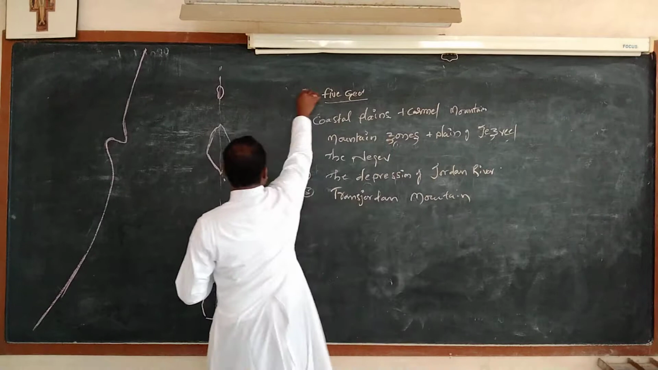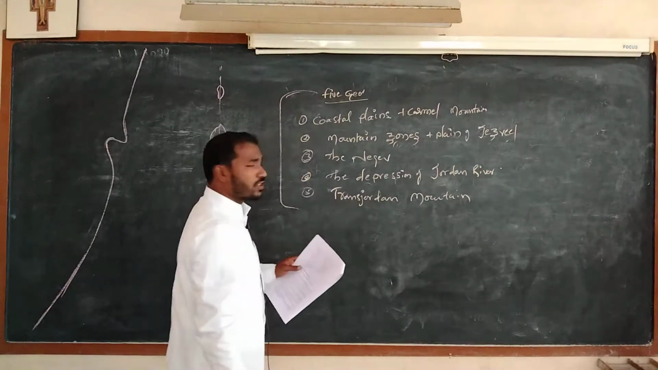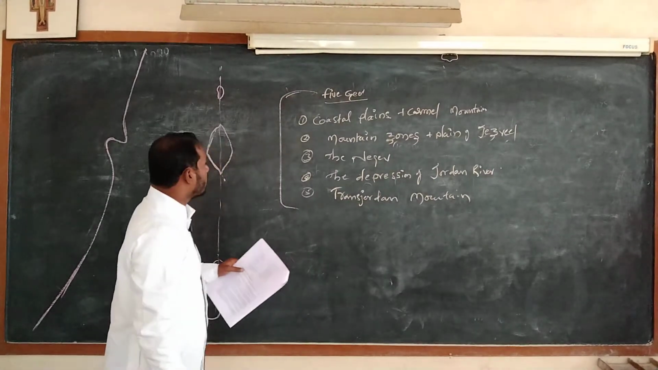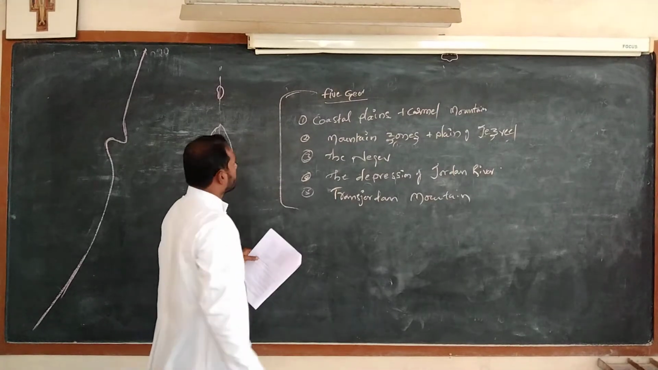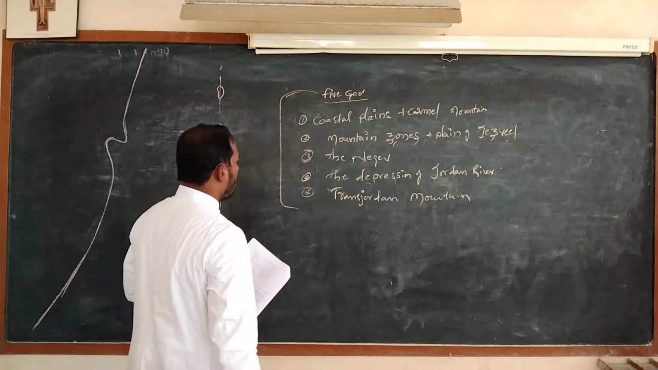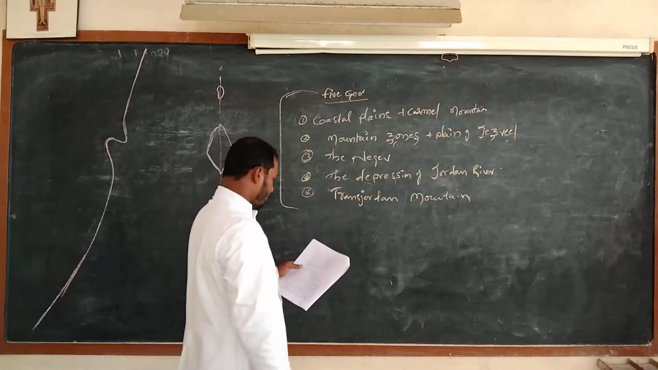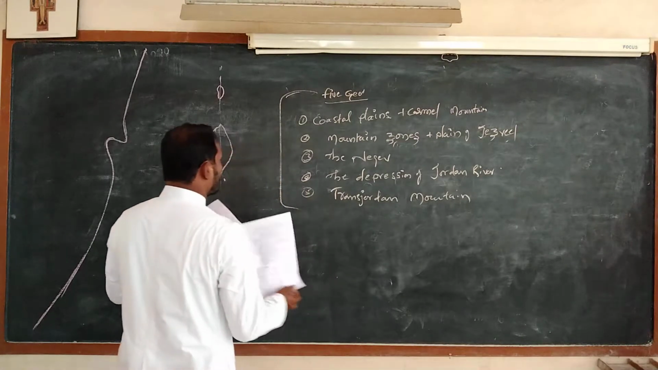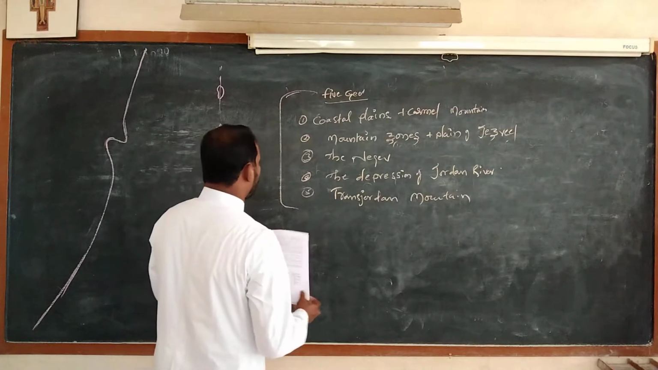This is one of the divisions basing on the geography of Palestine: coastal plains, mountain zones, Negev, depression of Jordan River, and Transjordan. This is one of the divisions of the land of Palestine.